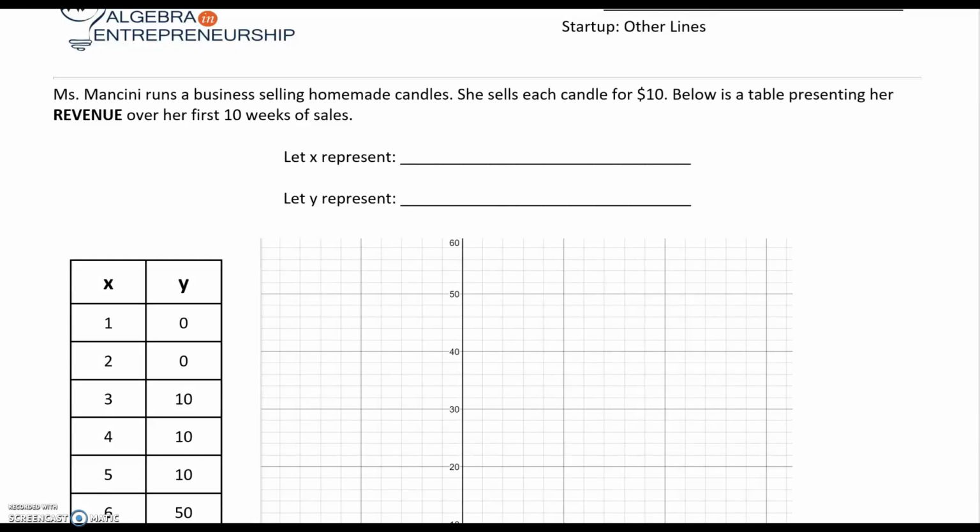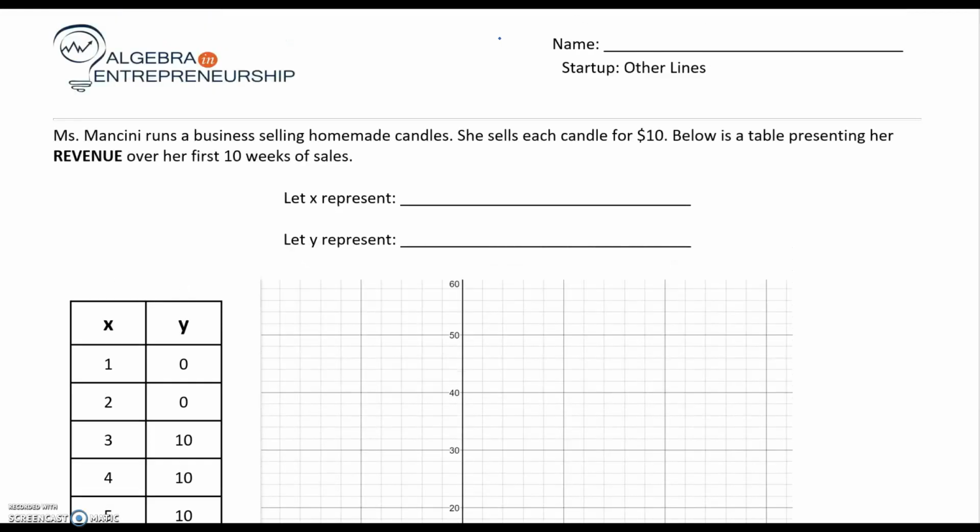Hi everyone. In this video, we are going to look at some other types of lines. So I'm going to give you new context. In this context, we are still running a candle business, selling each candle for $10. What you're going to see in the table below is the data representing revenue for her first 10 weeks of sales. So before we were talking about profit, in this video, we're going to talk about revenue.